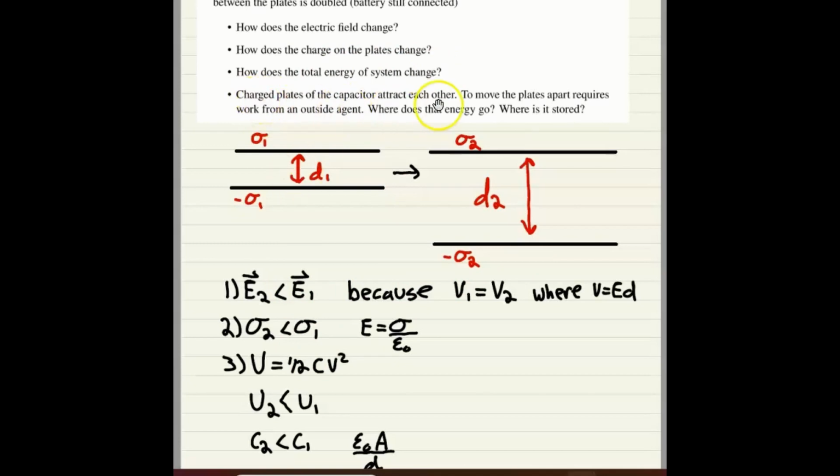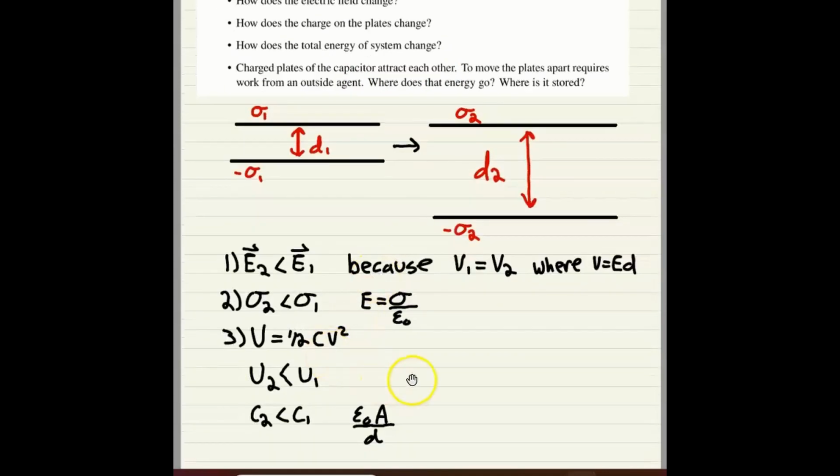Question 3, how does the total energy of the system change? Energy is equal to 1/2 CV squared. That's the energy stored in a capacitor. The V is the same in both cases. The only difference is the capacitance value. And we know that capacitance is equal to epsilon naught A over D. So if D gets bigger, the capacitance becomes smaller. Therefore, C2 is less than C1 and U2 is less than U1. So there's less energy stored when the plates are separated than when the plates are close together.